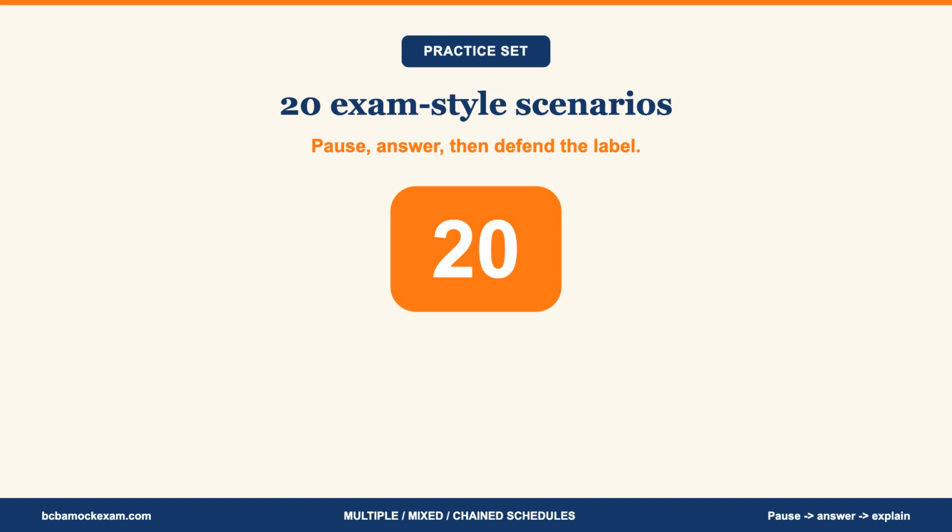For each question, pause before the reveal and say the controlling clue out loud. The goal is not to memorize these examples. The goal is to build a schedule sorting move you can use when the wording changes.